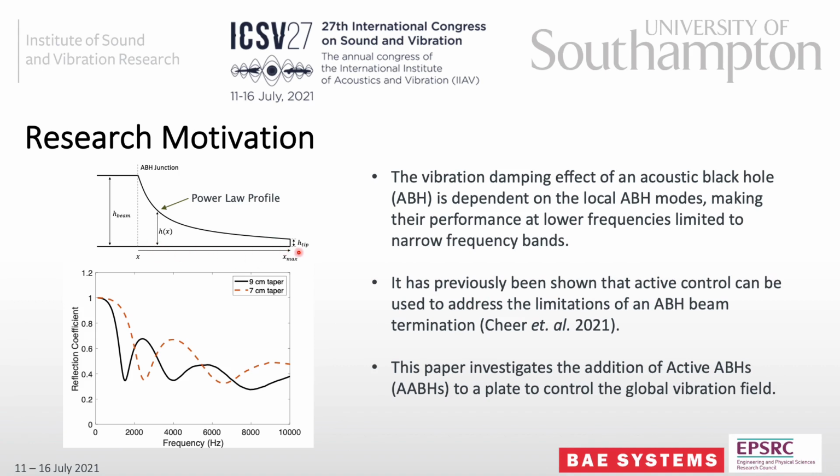then you get a large amount of absorption. And below that is a plot of the reflection coefficient of a taper, or in fact two tapers here, a 7 cm taper and a 9 cm taper, to demonstrate that you get these bands of low reflection which occur when the local mode of the acoustic black hole is excited. And so as frequency increases, you can see that you get more attenuation, which leaves us with a problem here at low frequencies where the acoustic black hole is not so effective at absorbing vibrations.